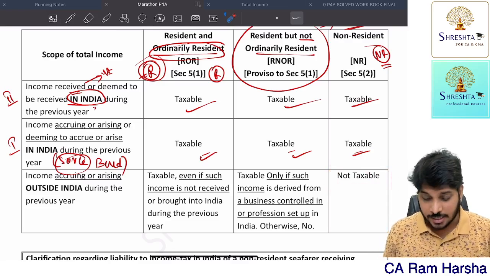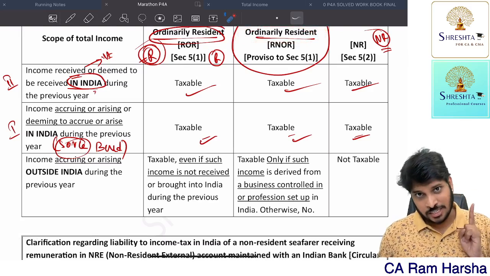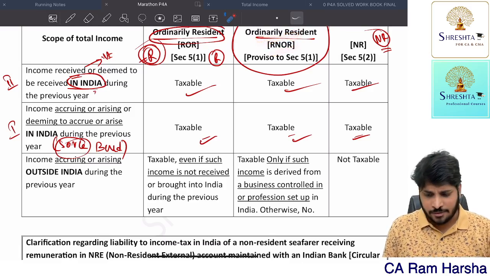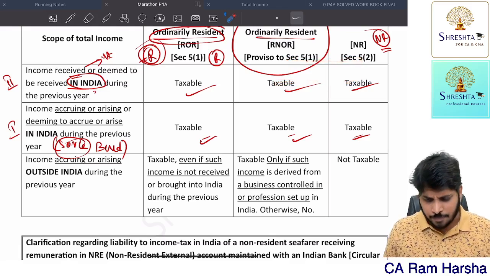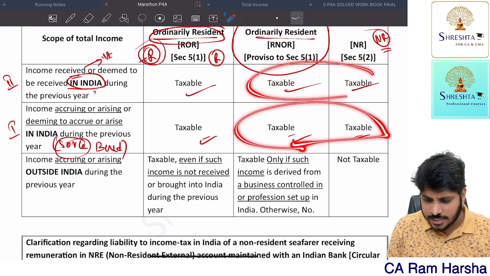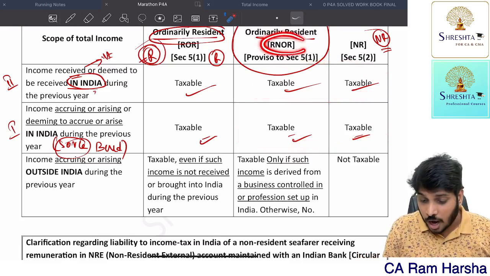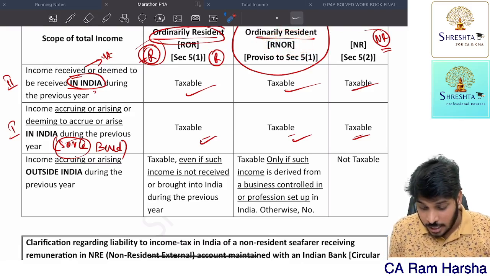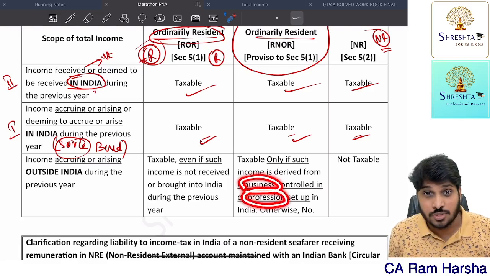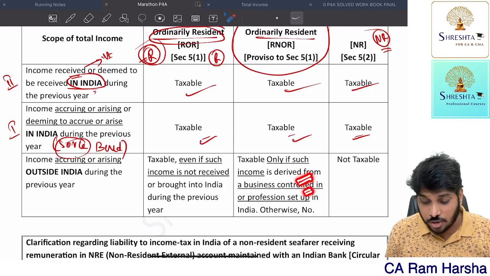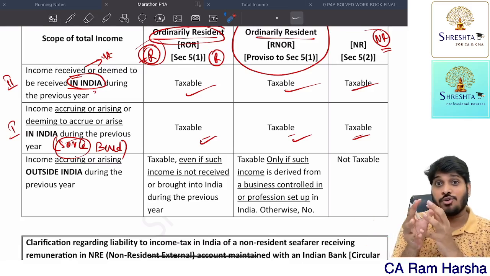Getting it? For a resident but not ordinarily resident and for a non-resident, for both of them the provision is mostly the same. If the source is in India, taxable. Receipt in India, taxable. If both are outside, not at all taxable. However, for RNOR only, even if the business or profession is outside India, suppose the business is controlled or set up from India, the business is actually outside, but it is controlled from India.